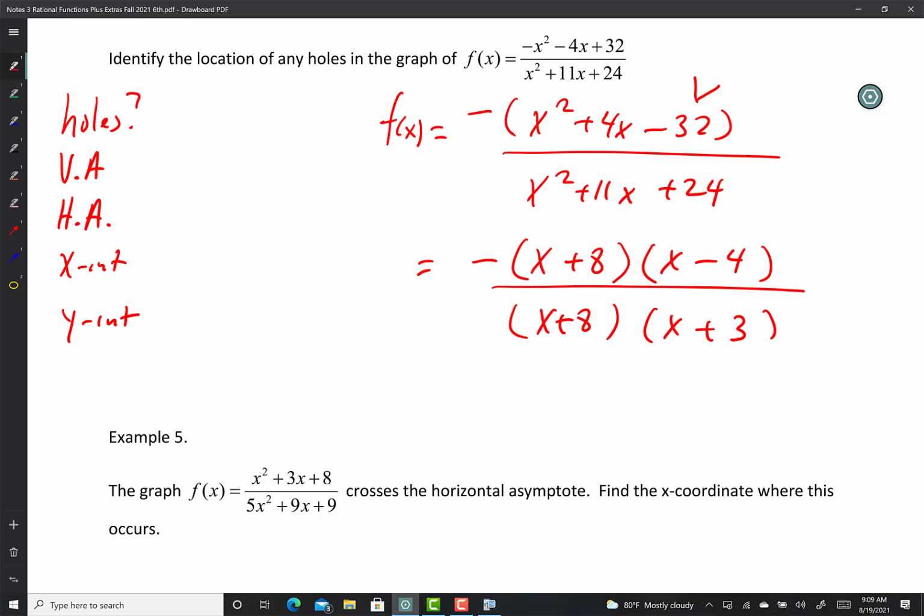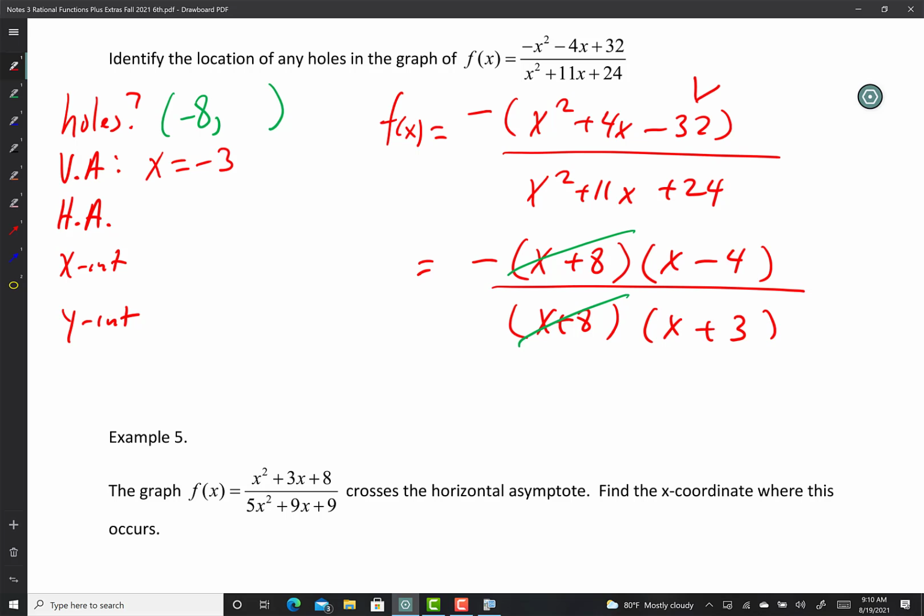Does this function have a hole? Yes, that's right. You have a hole at -8. If you want to figure out what the y value is, you plug in a -8 into what you have left. I'll just leave it like that for now. Do I have a vertical asymptote? I do. Where at? -3. Oh wait, because the other one's a hole.